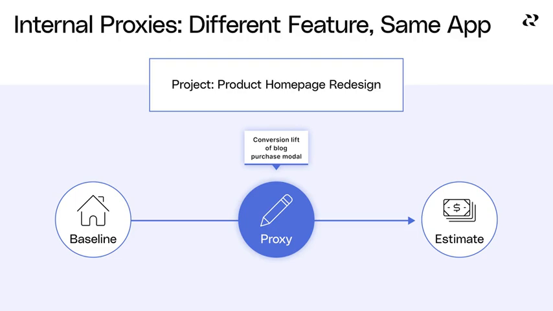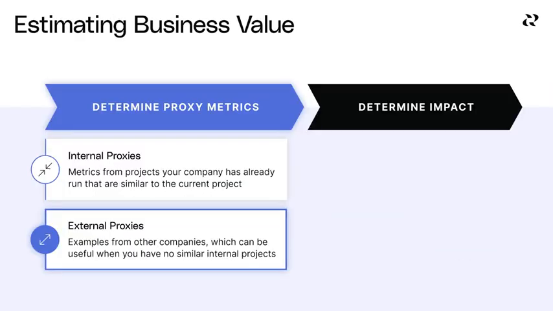A good proxy might be a previous redesign of your blog that also featured a purchase modal. While the actual page you redesigned was different, the purpose of the redesign was in line with this homepage redesign. The second type of proxy metric is external proxies.